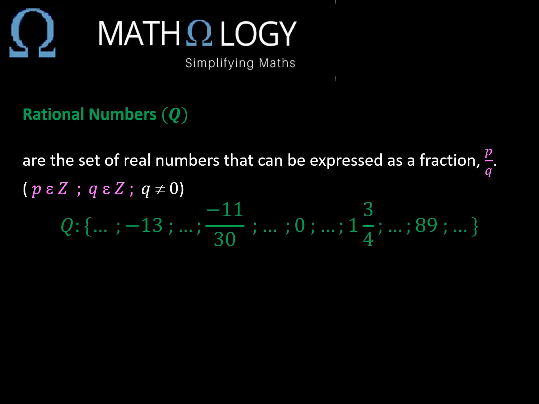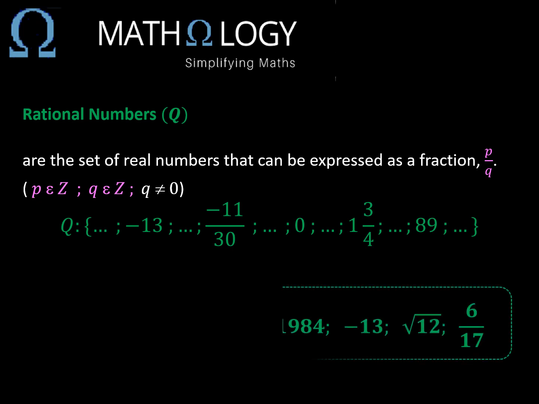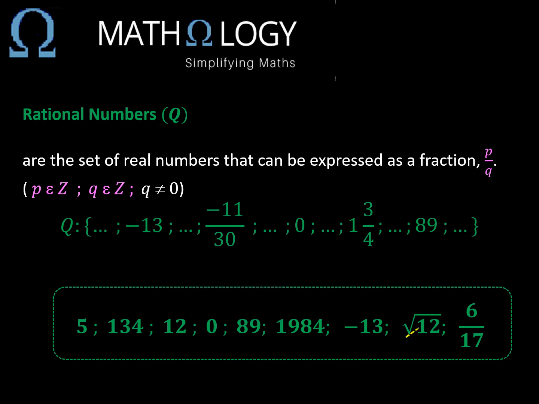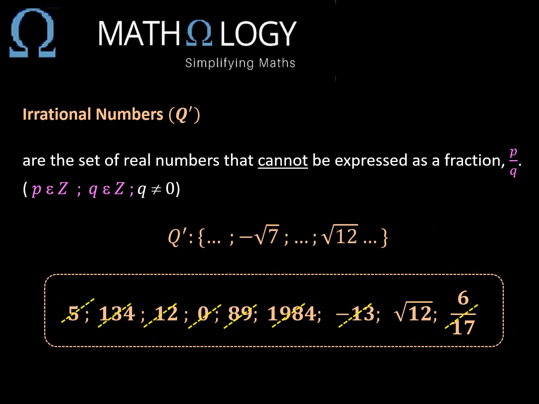A rational number is any real number that can be expressed as a fraction, p over q, where p and q are both integers, and q does not equal 0. In the box below, all the numbers are rational numbers, except √12. Conversely, an irrational number is any real number that cannot be expressed as a fraction. In the box below, the only irrational number is √12, as √12 cannot be written as a fraction. The square root of any non-square number will always be irrational. In other words, since 12 is not a square number, the square root of 12 is irrational.